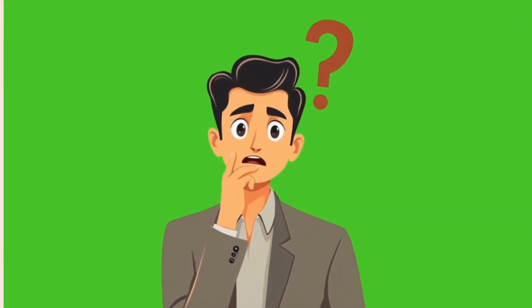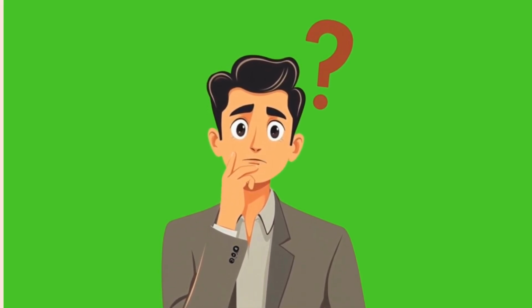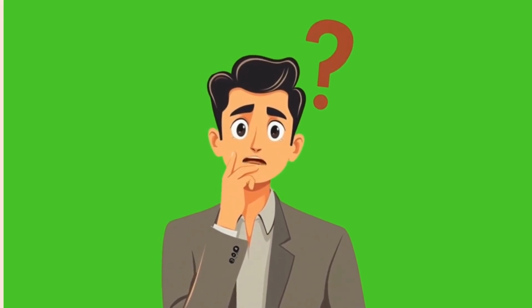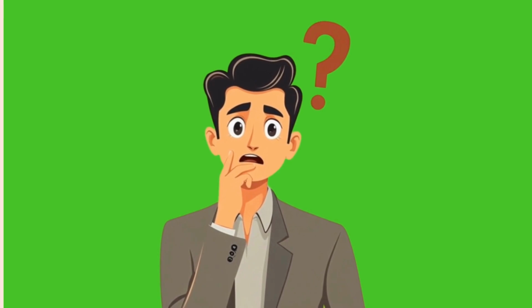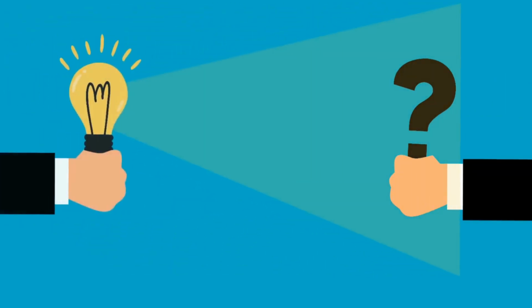Sometimes understanding a sentence is easy, but forming a question? That's when many English learners hesitate. How do I start? Is it "do you" or "are you"? And where does the verb go? Well, don't worry, because today we're breaking it down. Simply, clearly, and step by step.